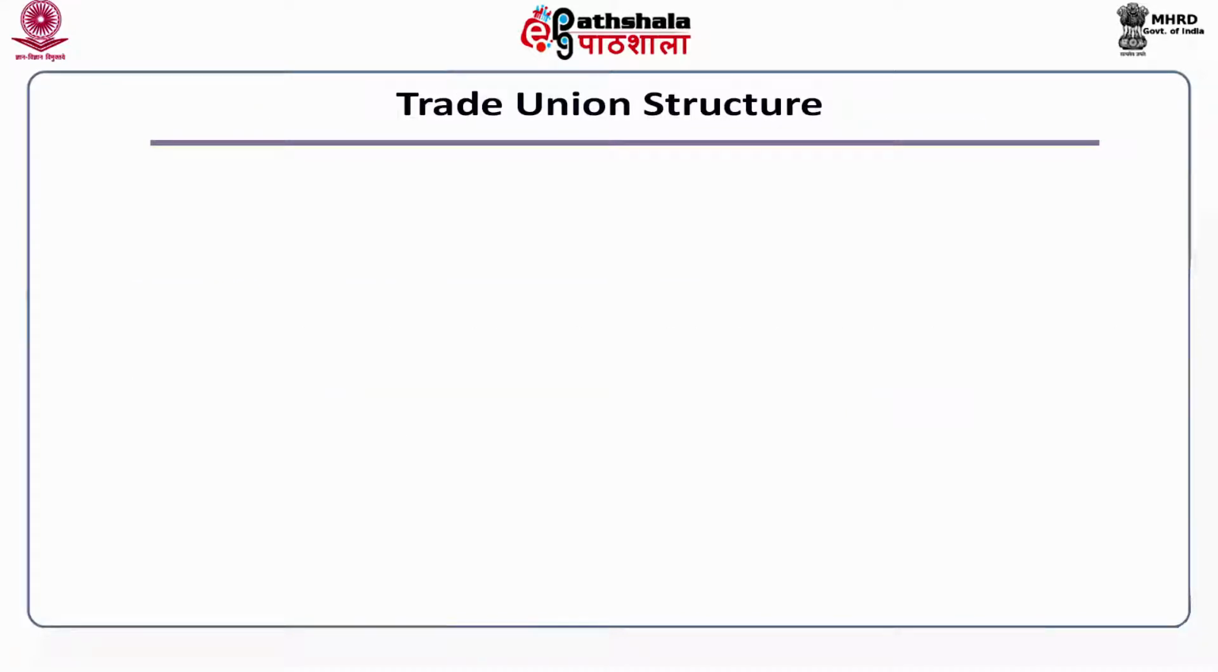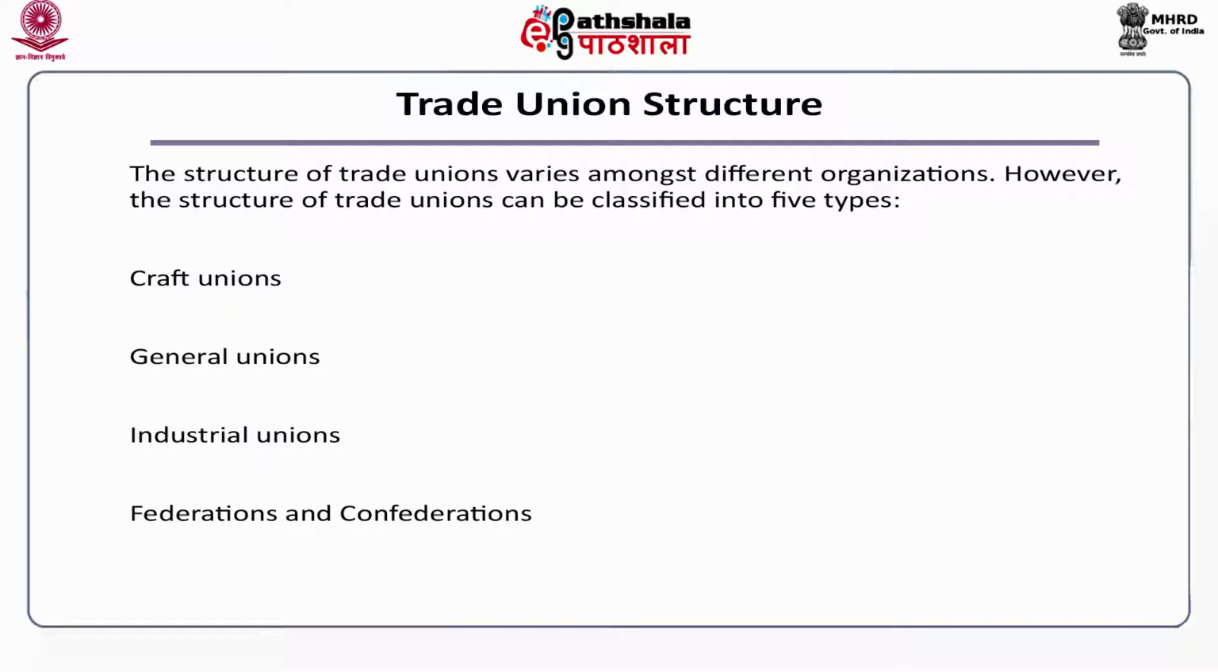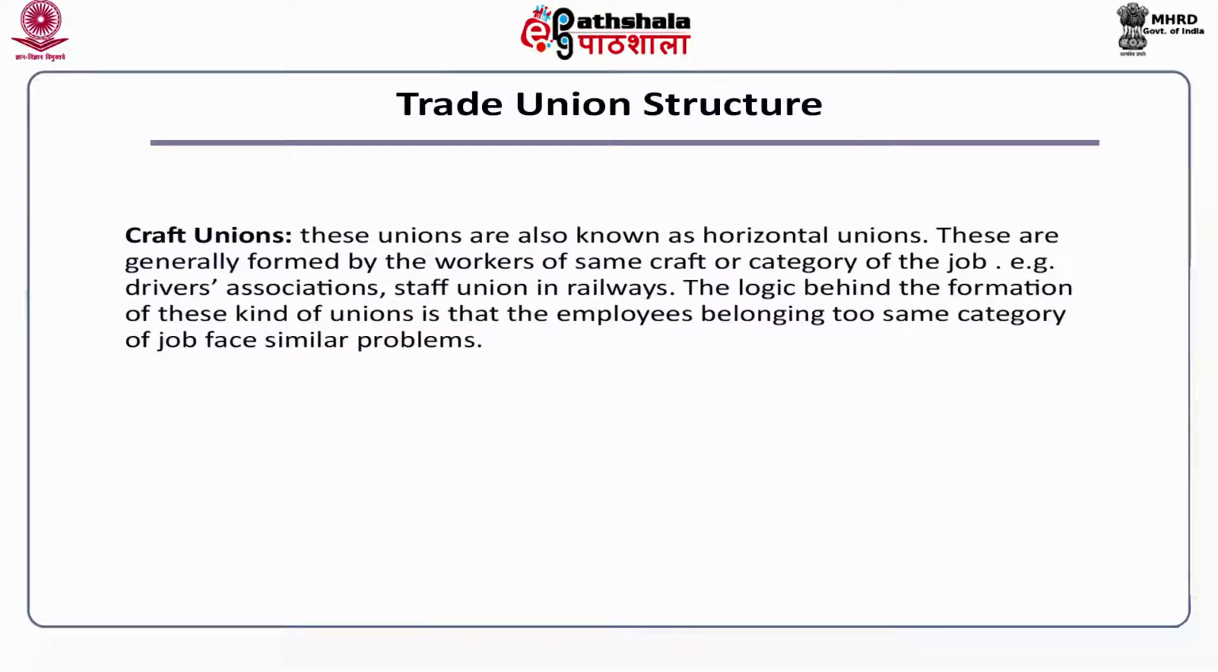Trade union structures. The structure of trade unions varies amongst different organizations. However, the structure of trade unions can be classified into 5 types: the craft unions, the general unions, the industrial unions, federations and confederations, and international federations. Let us try to understand each one of them.